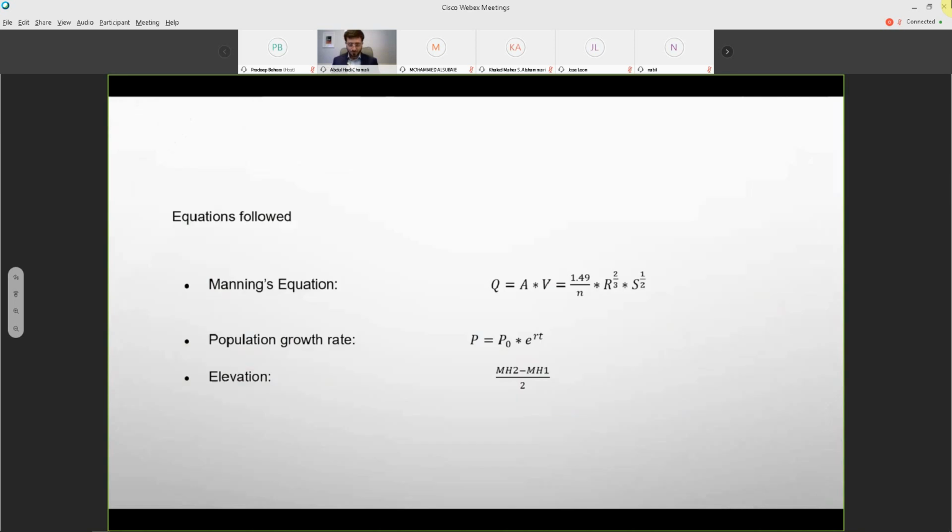Next slide, please. Now, the equations that we used were mainly focused on Manning's equation. That small equation at the top is an equation that could be changed into many different ways to find many different things, like diameter, velocity, area, flow, all of that. The second one is population. The third one is to find the elevation. Next slide, please.